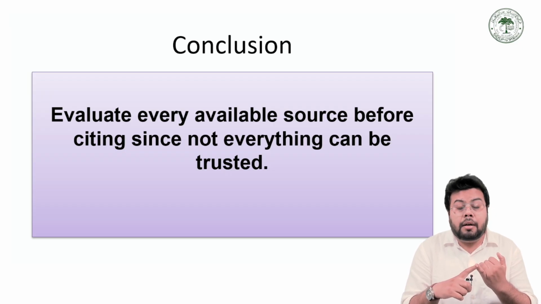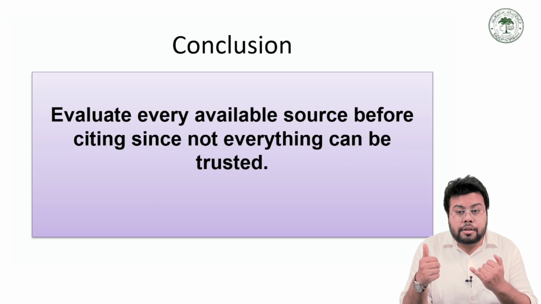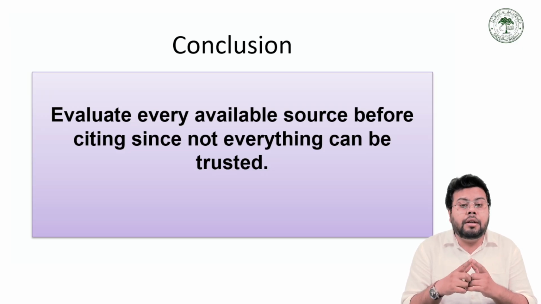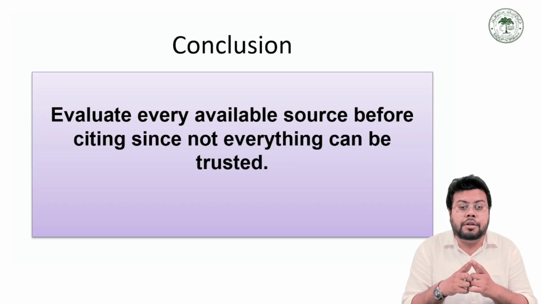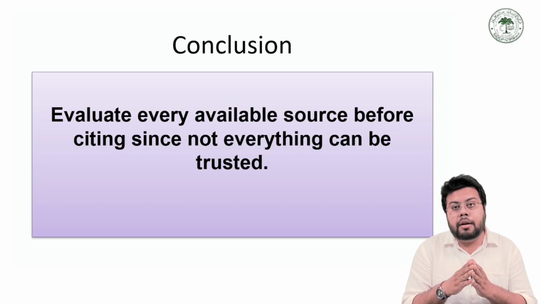Check, check, think, submit. Last but not the least, cross-reference findings across multiple credible databases. Always cite sources correctly. Digital literacy is essential. Critical evaluation strengthens scholarship. Reliable sources produce strong academic research. So with this, we come to an end of lecture 3, which was on evaluating online scholarly journals.